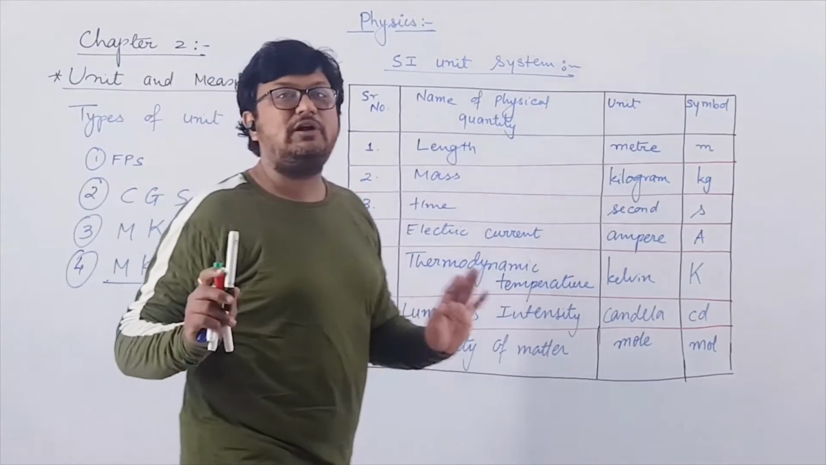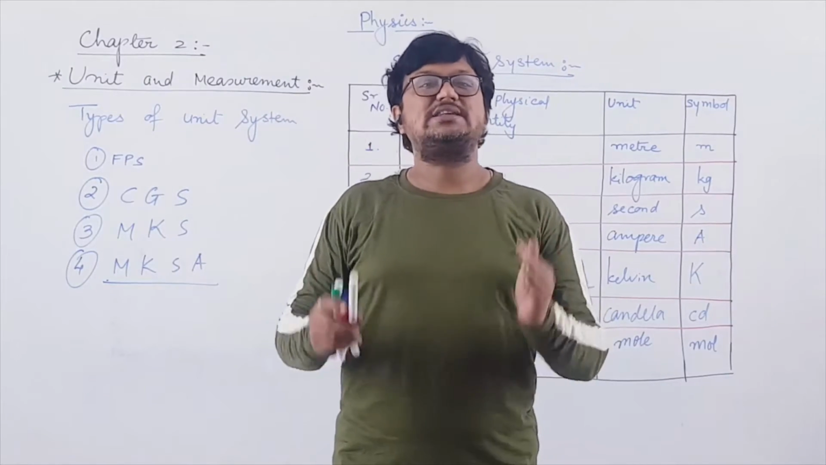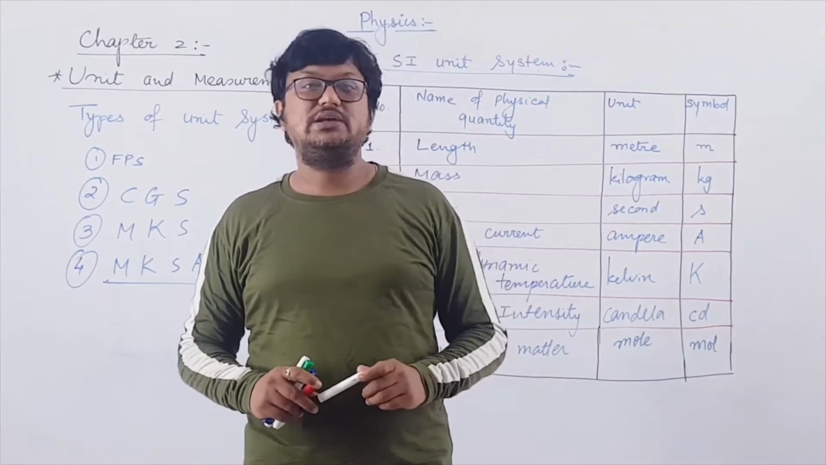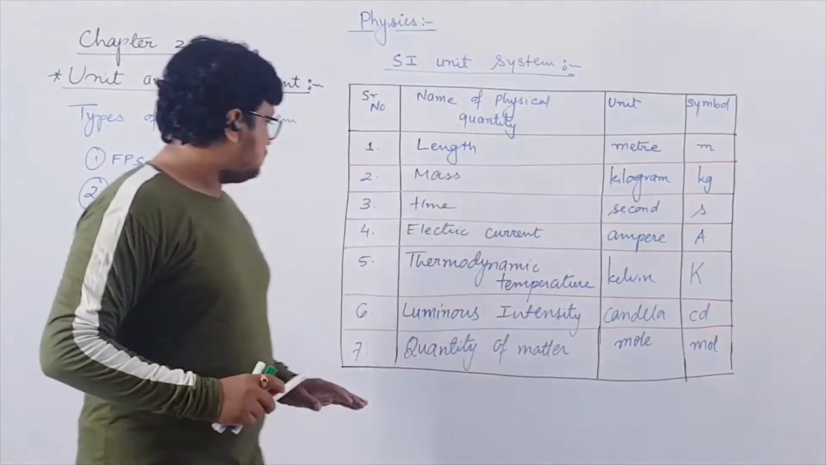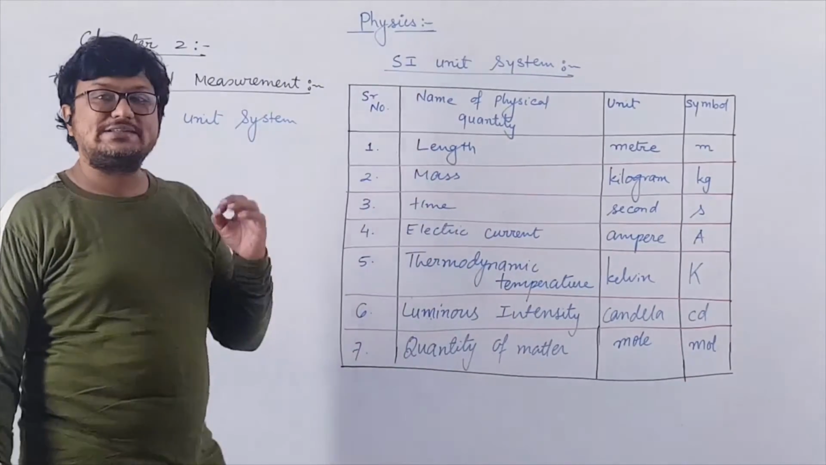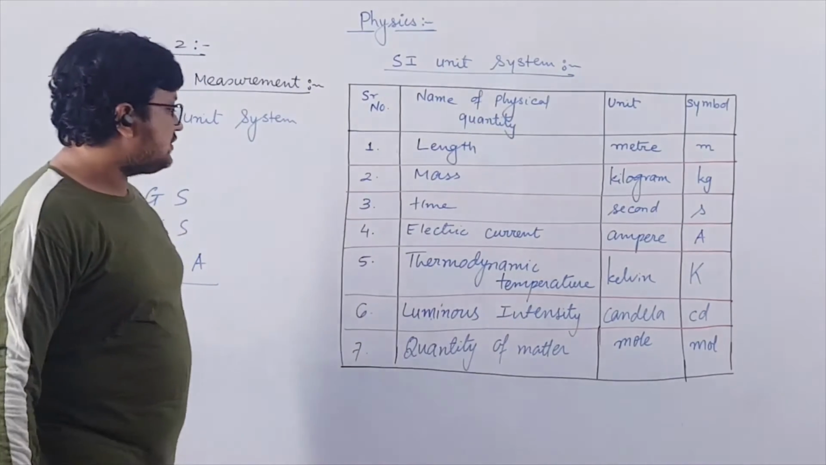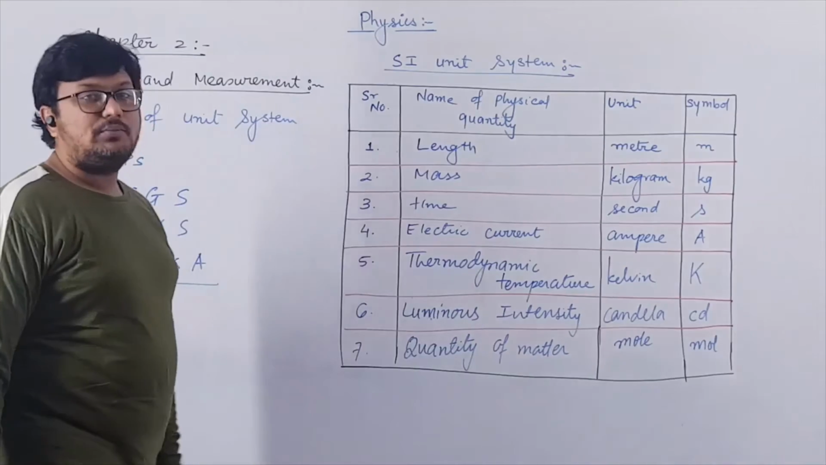For the time being, we will remember it like this. Exact meaning and exact definition we will discuss in chapter 15, I think, that is in waves, right? So luminous intensity, its unit is candela and symbol cd. And the last one is quantity of matter, mole.